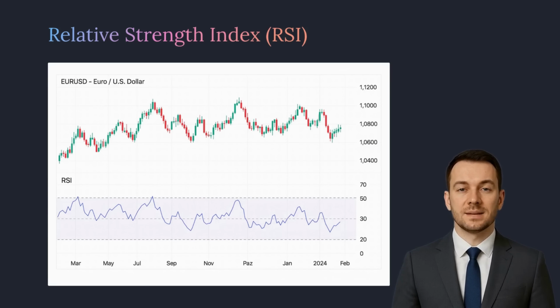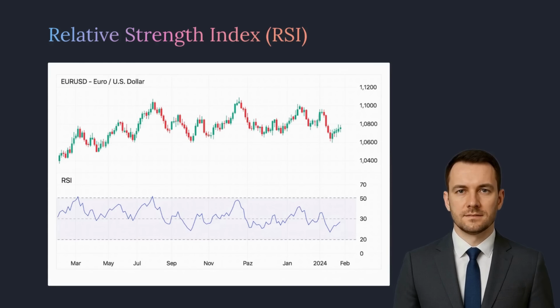RSI is calculated based on the magnitude of recent gains versus losses in closing prices. Without diving into the formula, its real utility to a chart reader is identifying momentum shifts. If price is making new highs but RSI is not, diverging lower, it could warn that the upward momentum is weakening, a bearish divergence. The opposite, price makes a new low but RSI makes a higher low, can signal a bullish divergence.